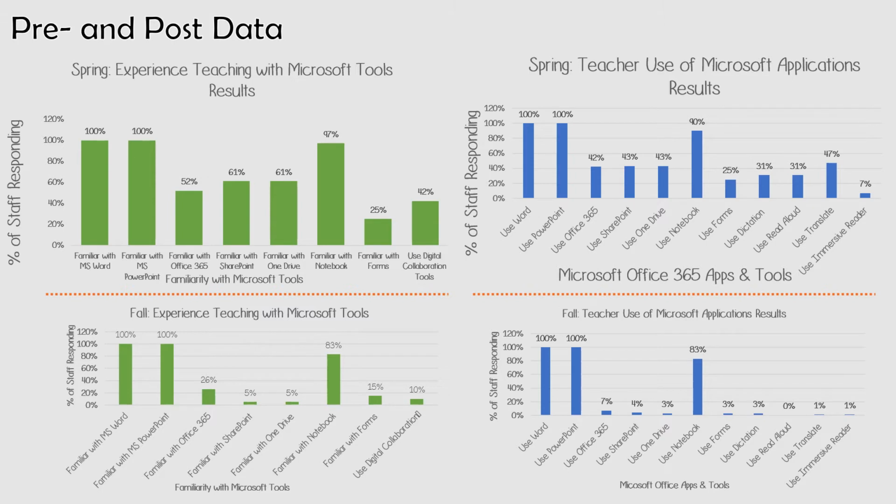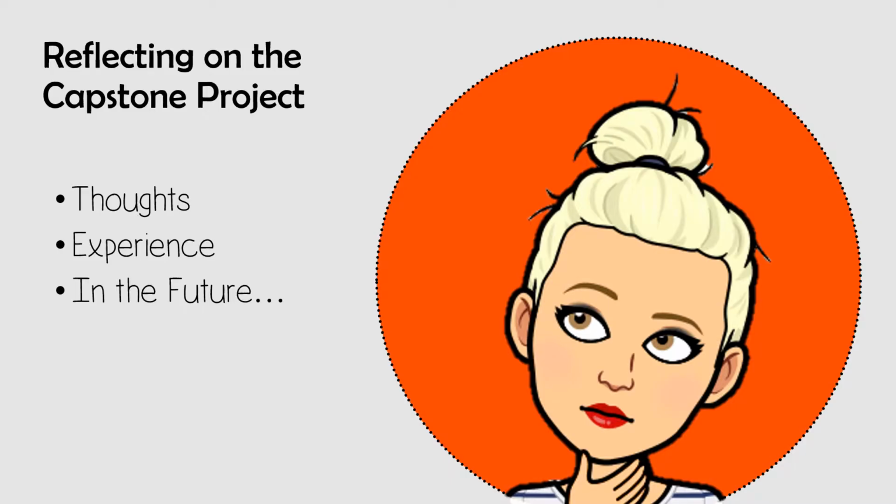In looking at my pre and post data, one can see that by the end of this school year, the percentages of teachers becoming more familiar with Office 365 tools had increased. My goal for the 19-20 school year is to have the use of Office 365 tools at a minimum of 80% of the staff. One thing that I felt worked really well during my Capstone project was that I provided attendees with the time to practice and implement Office 365 tools.